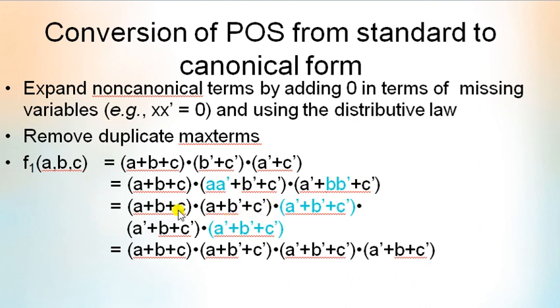we will get a plus b plus c dot a plus b dash plus c dash dot a dash plus b dash plus c dash dot a dash plus b plus c dash dot a dash plus b dash plus c dash. This term is repeating twice here, so we know x dot x is equal to x. So we can remove the duplicate max terms from this statement, and we will get the canonical form of POS.